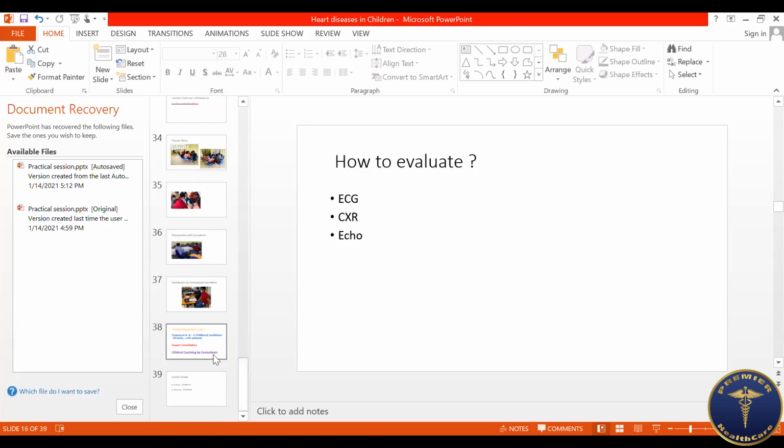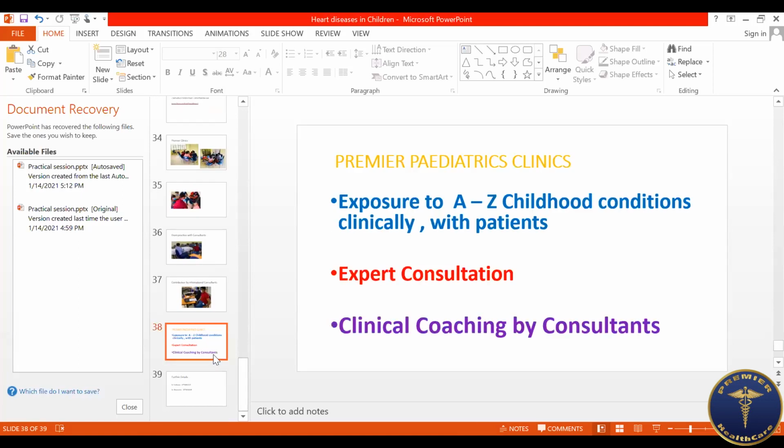A few things that we do are exposure to A to Z childhood clinical conditions, and then expert consultation. Who are these experts? All are none other than consultants. There will be clinical coaching done by consultants. So you will get the taste of Sri Lankan childhood diseases at a very early age of medical school. You may be a first-year, second-year, or third-year student, whatever it is. So you will start to see.